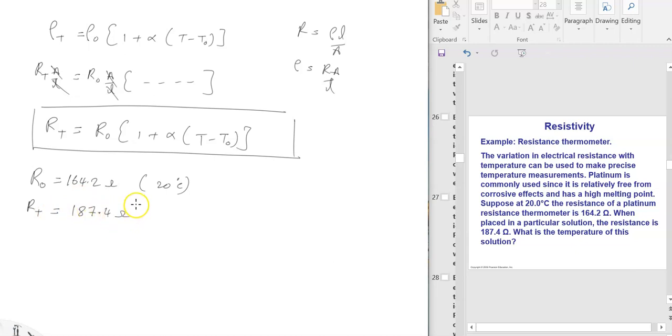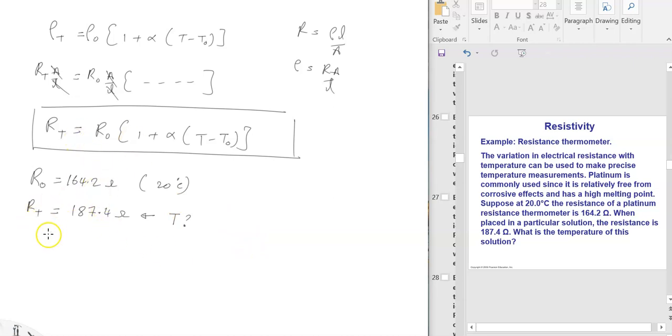It looks like it is higher than 20 Celsius. That's why it has a higher resistance number. This is the temperature T which we are trying to find out. What is the temperature of this solution? So we're asking what is this temperature T.